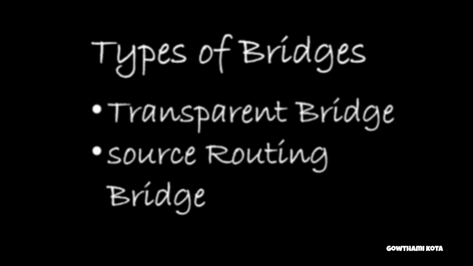There are different types of bridges, like transparent bridge, which automatically learns MAC addresses and forwards the data to the correct segment. In this type of bridge, devices do not notice the presence of the bridge. The other is source routing bridge, where the sending device specifies the path for each frame and the bridge is used to deliver it.